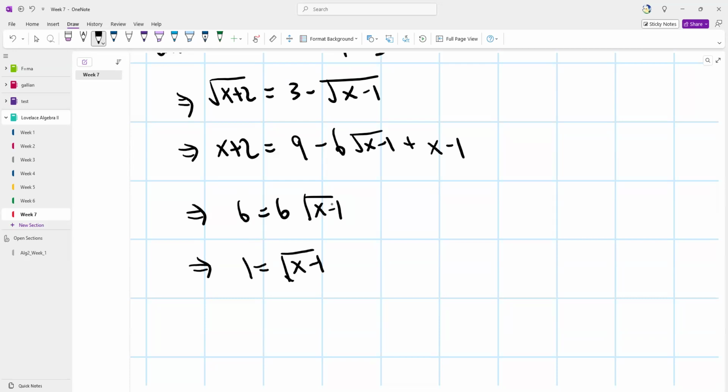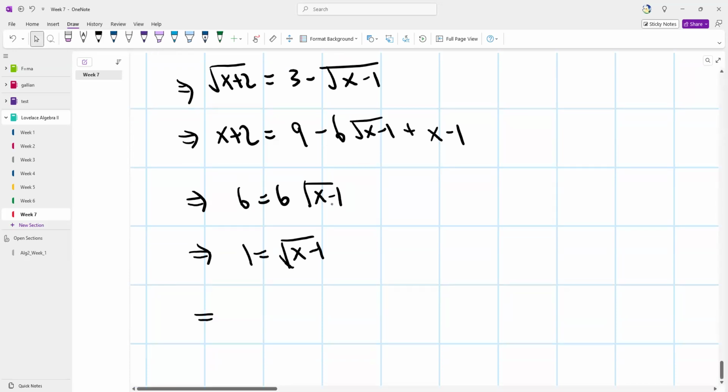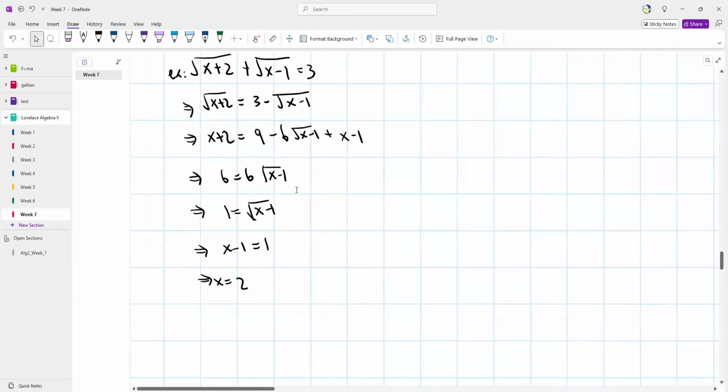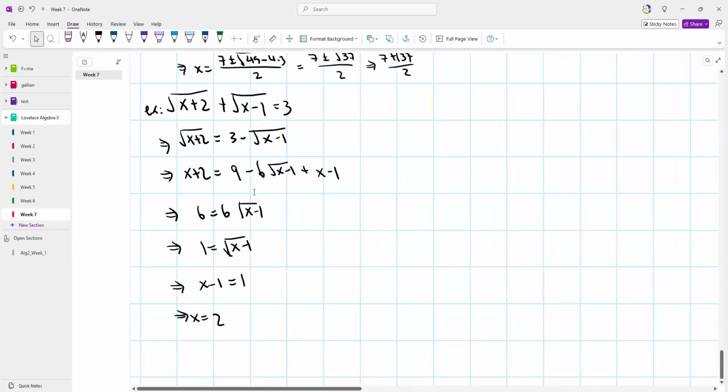So the square root of x minus 1 is equal to 1. And then you square this to get x minus 1 is equal to 1. And therefore, x is equal to 2. You probably would have guessed that, but we know now that this is the only solution, and we plug this back into our equation. So we got the square root of 4 plus the square root of 1 is equal to 3, and that's right. So yeah, that's pretty much it for today's class. Thank you guys all for coming. See you guys next week.